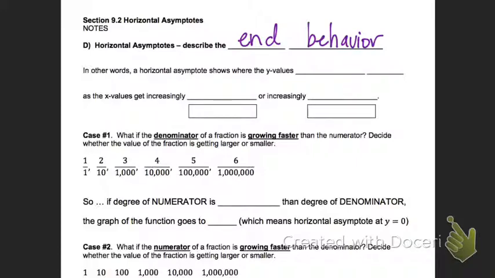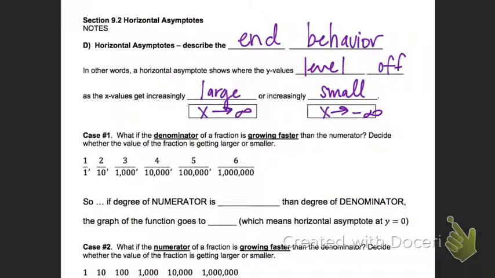So in other words, it describes where the y values level off. So when x values are getting increasingly large, like as x is going to infinity, or increasingly small, as x goes to negative infinity. So it's what the y values are doing as x goes all the way to the left and all the way to the right.